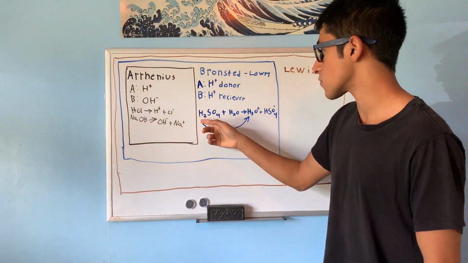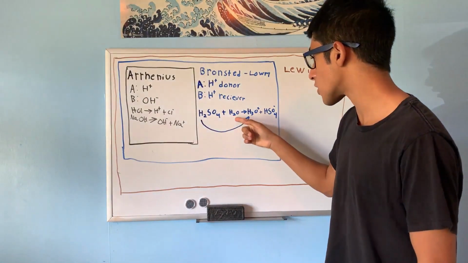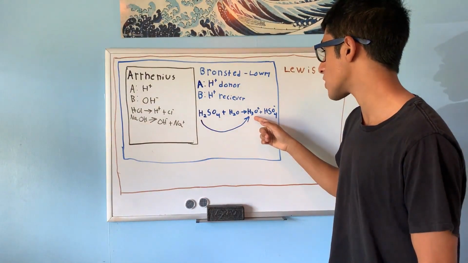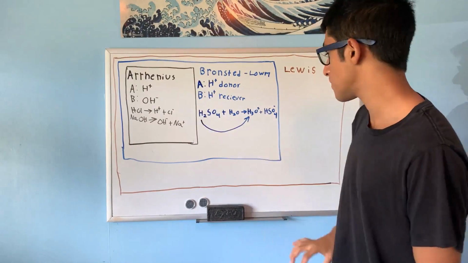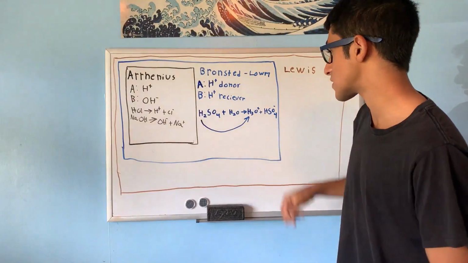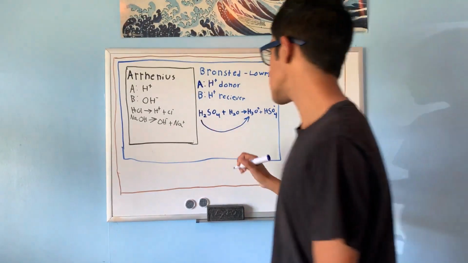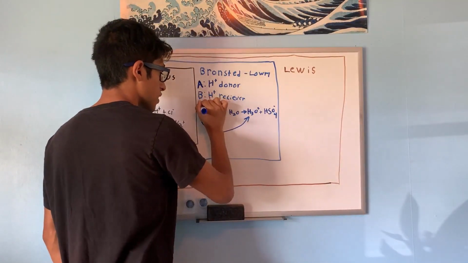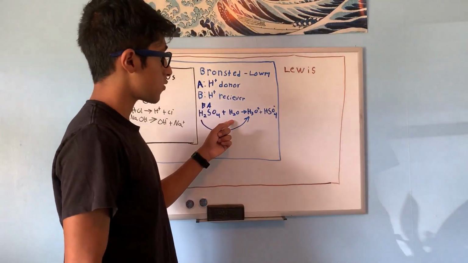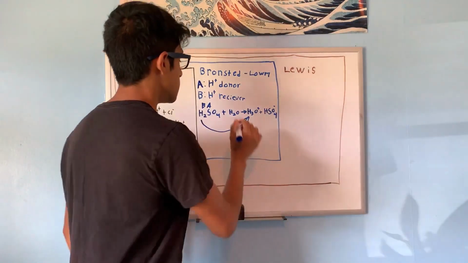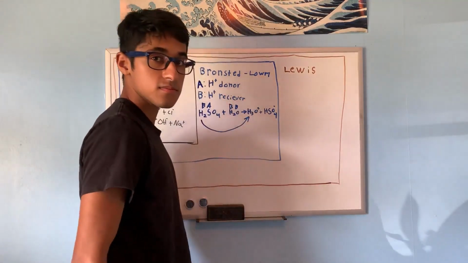So we can see that sulfuric acid, or H2SO4, donates one of its hydrogens to this water, and that water becomes H3O+. And now that this sulfuric acid has lost a hydrogen, it's now HSO4-. So we can say that sulfuric acid donated a hydrogen, making it a Bronsted-Lowry acid, and we're going to say that water received a hydrogen ion, making it a Bronsted-Lowry base.